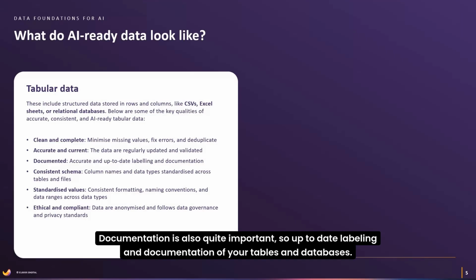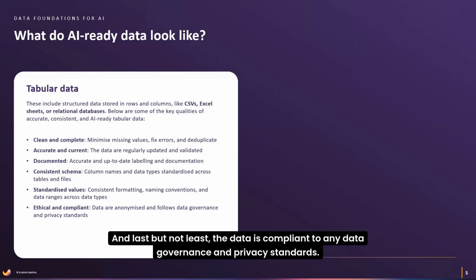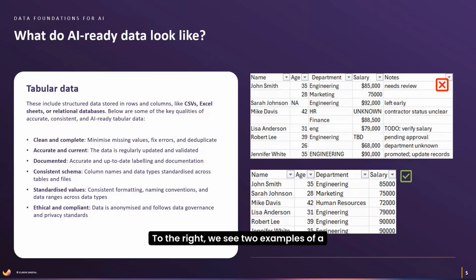Documentation is also quite important: up-to-date labeling and documentation of your tables and databases. The schema is consistent across files, across tables, across databases. The values are standardized, so the formatting is consistent. Naming conventions and data ranges are similar across data types. And last but not least, the data is compliant with any data governance and privacy standards. To the right, we see two examples of good, well-structured and poorly structured tabular data.